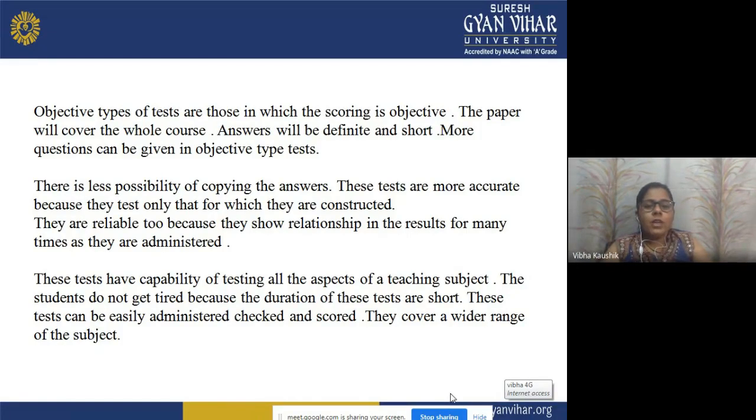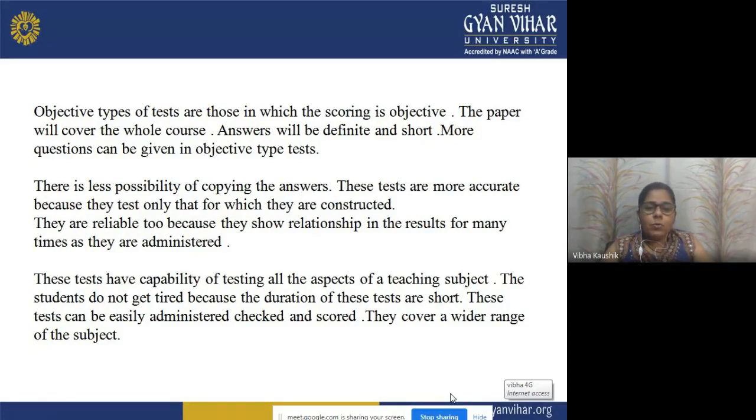More questions can be given in an objective type test, means the number of questions can be increased when we are talking about the objective type of test. There is less possibility of copying the answer. The students have less chance of copying the answers. These tests are more accurate because they test only that for which they are constructed. Means they are measuring what they are constructed for.